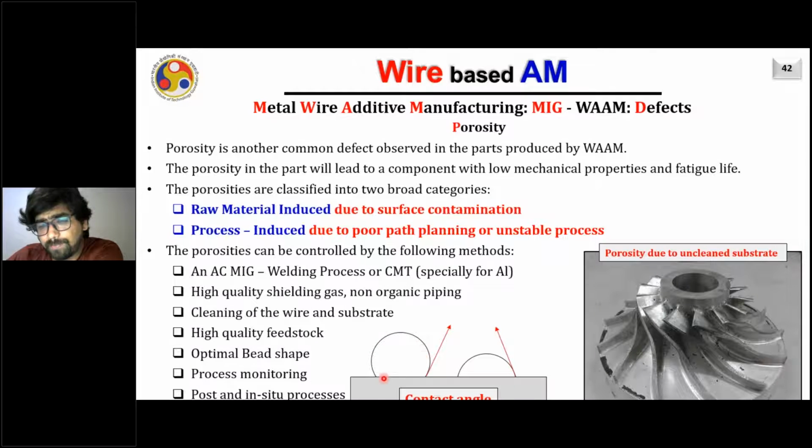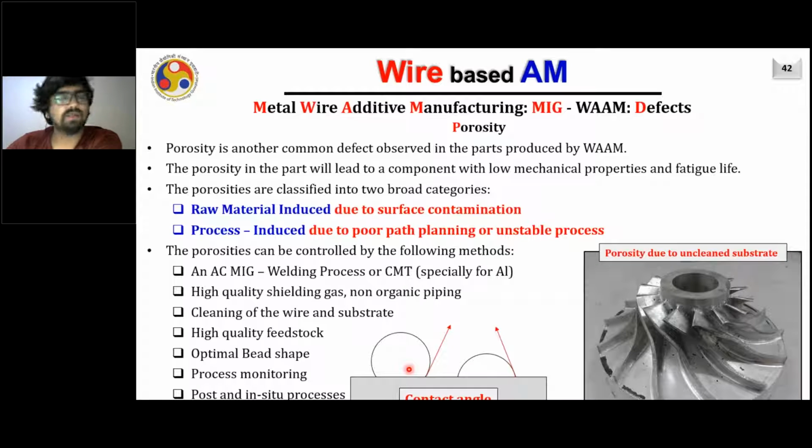So for example, in this case, there is a lack of fusion, meaning the deposited material is not having a very good contact angle. Its contact angle is in this direction. Assume that I am measuring the contact angle from the substrate, in the anti-clockwise direction from here to here, and it is less than 90 degrees.